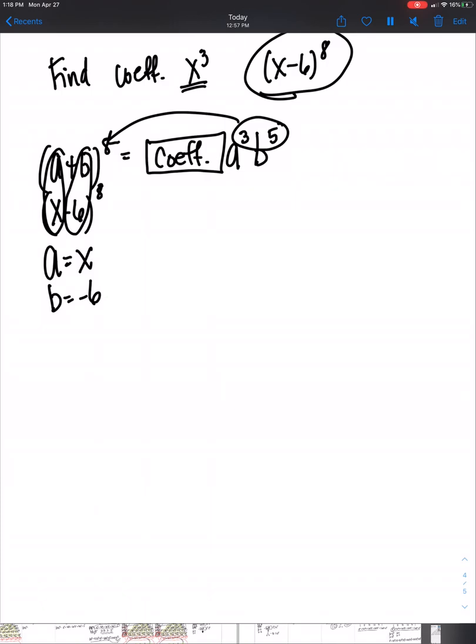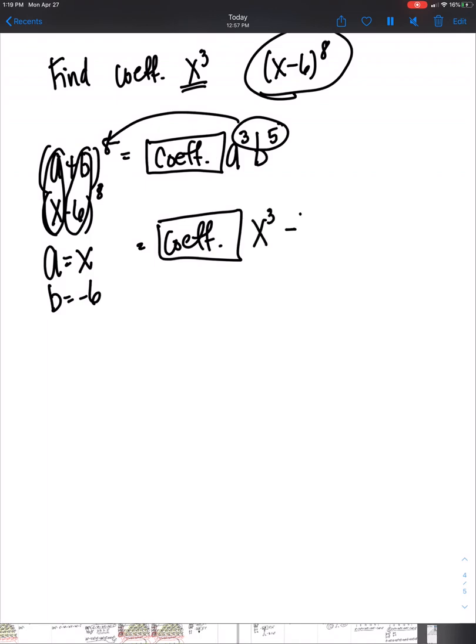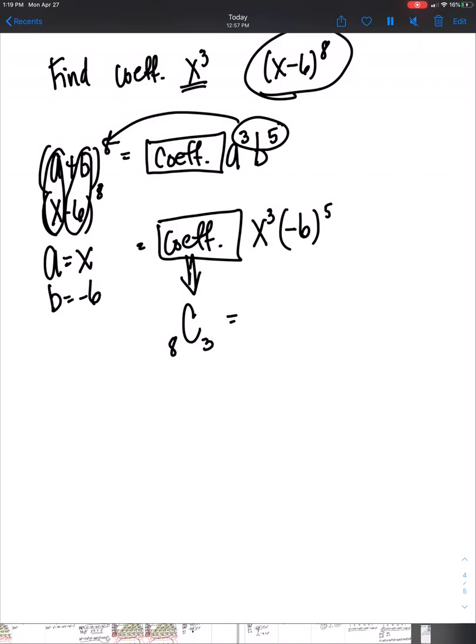All right, so I have some coefficient I'm going to get to in just a minute. Okay, and then I have x to the third, and then I have (negative 6) to the 5th. This is when you need to start using parentheses, you guys. So make sure you put parentheses around something when you try to square it or fifth it or whatever. So I have C is a combination, 8 and then 3. Put this in my calculator, and I get 56. And then I'm going to multiply it by (negative 6) to the 5th. Okay, I'm going to get that number.